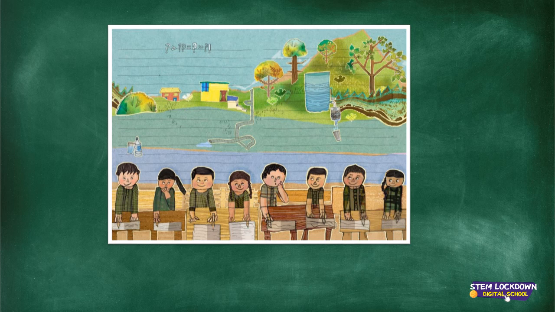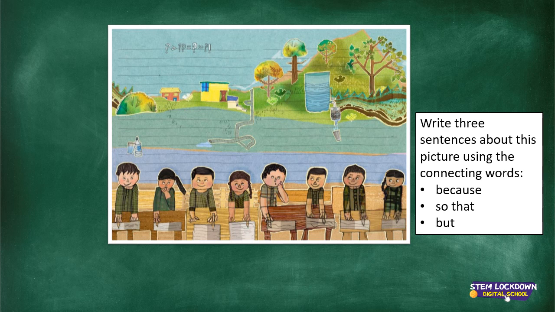Do you remember that they were having a workshop on problem solving, and they all had to ask as many questions as they could about water, because their school did not have any clean water, and they would drink the dirty water, and some of them would get sick. So I would like you to write 3 sentences about this picture using the connecting words because, so that, and but.